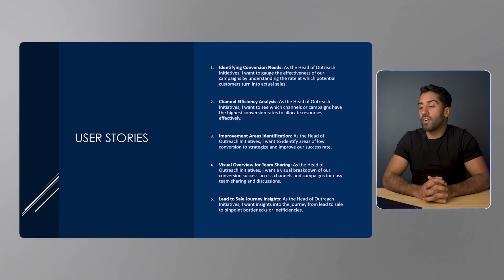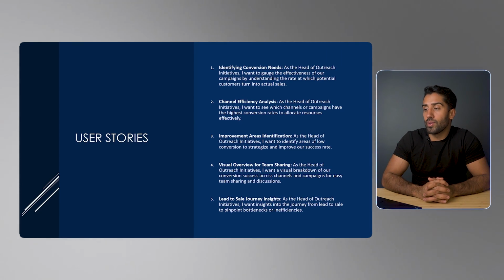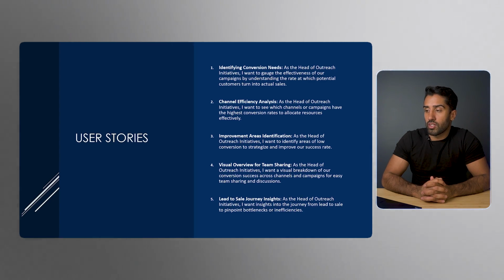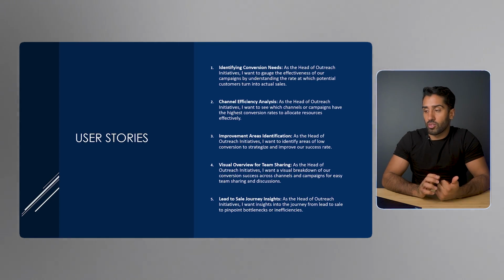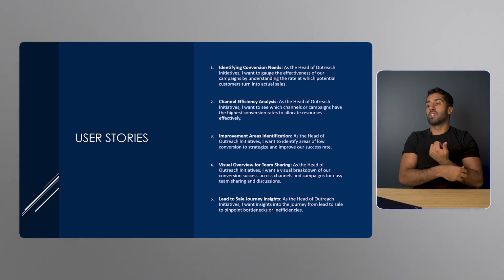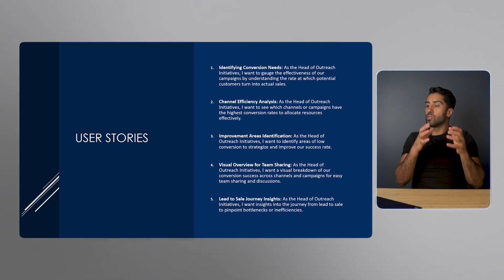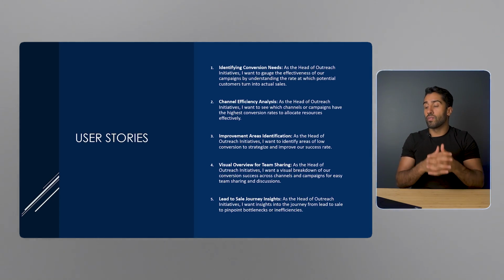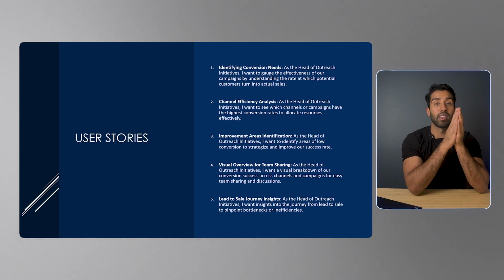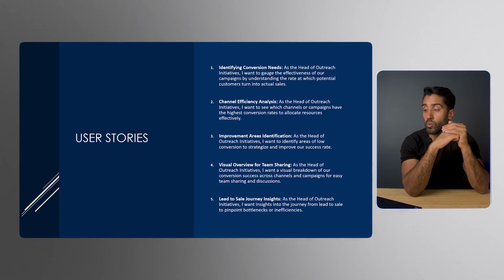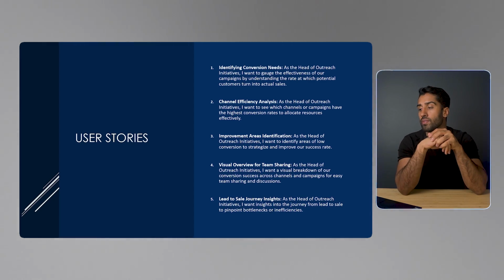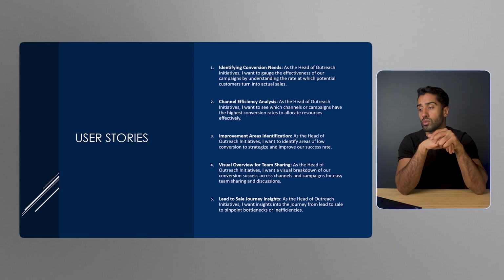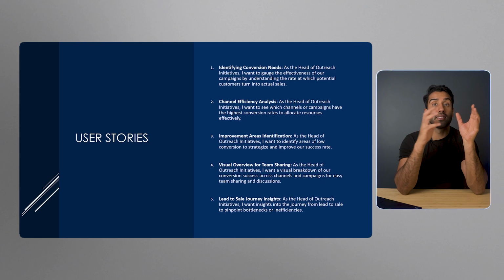So the first one is identifying conversion needs. As the head of outreach initiatives, I want to gauge the effectiveness of our campaigns by understanding the rate at which potential customers turn into sales. That's the first one. The second one is channel efficiency analysis. As the head of outreach initiatives, I want to see which channels or campaigns have the highest conversion rates to allocate resources effectively. Figure out which channel works the best. Improvement areas identification. As the head of outreach initiatives, I want to identify areas of low conversion to strategize and improve our success rate. Figure out which ones aren't performing that well and put in strategies to work on that.